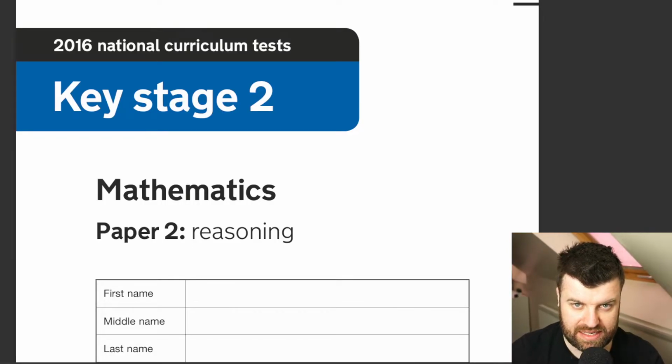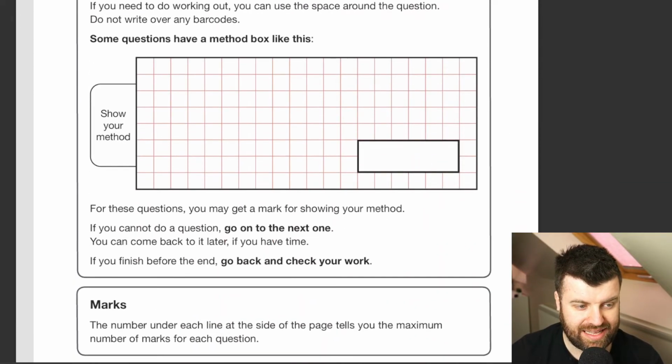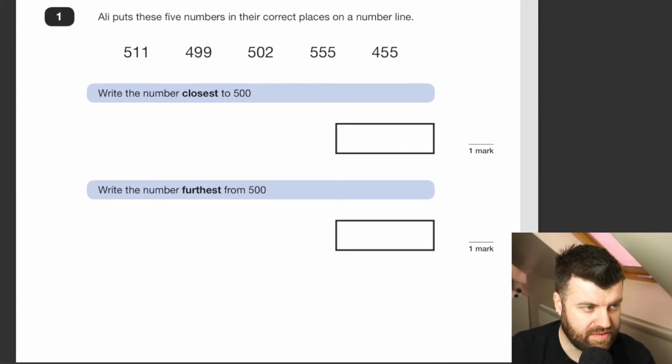But without further ado, let's carry on because Hayden has already gone through paper 1, which is the arithmetic. I'm going to take a look at every single reasoning question now and see exactly how to answer them. Let's see if you can too.